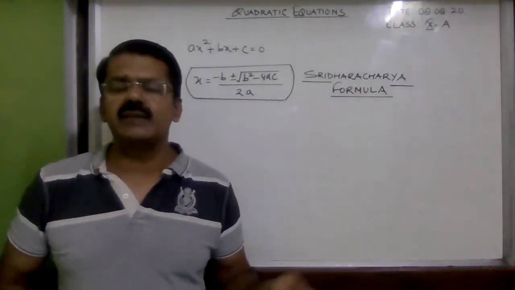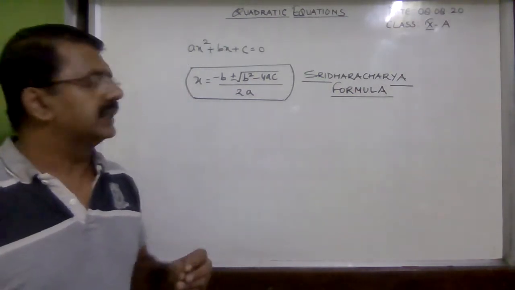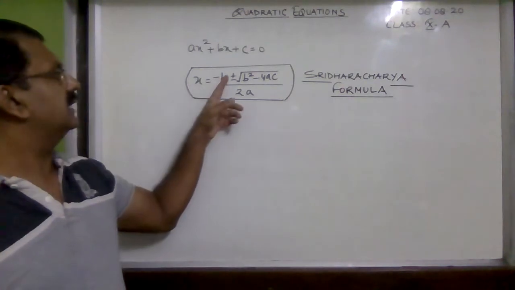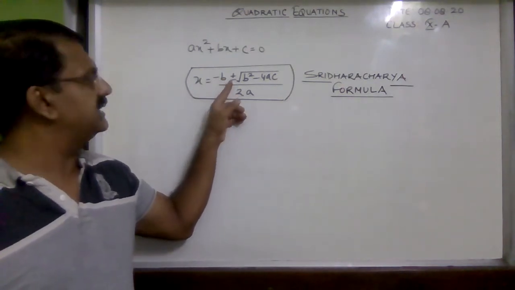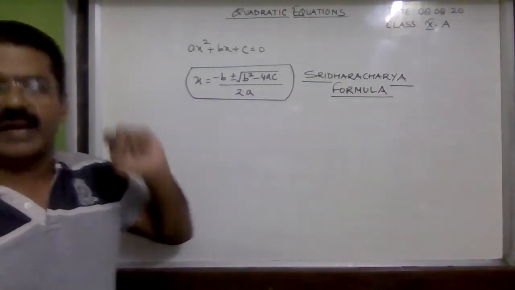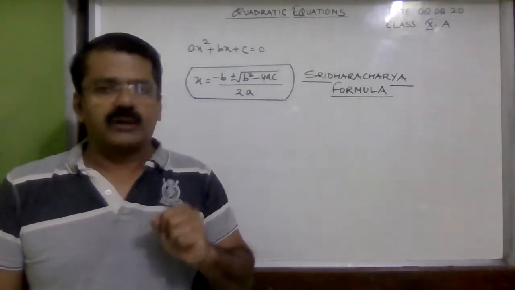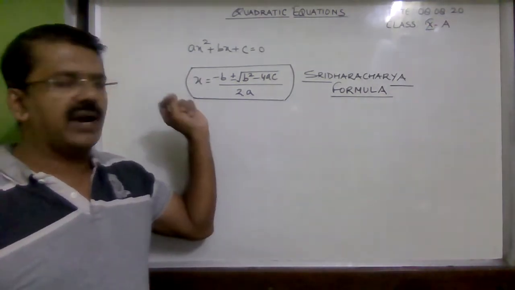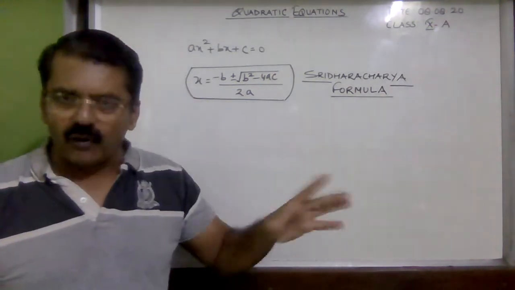Now, in previous examples, you must have seen that whenever we solve a quadratic equation, we get two values of x. Here, the plus and minus. Why is it plus minus? When you take plus sign, you will get one value of x. When you take minus sign, you will get another value of x. Clear? So the two values we can directly find using this formula.